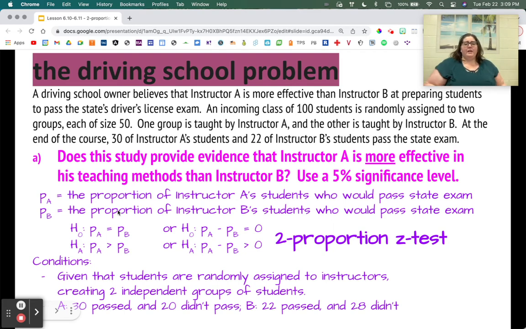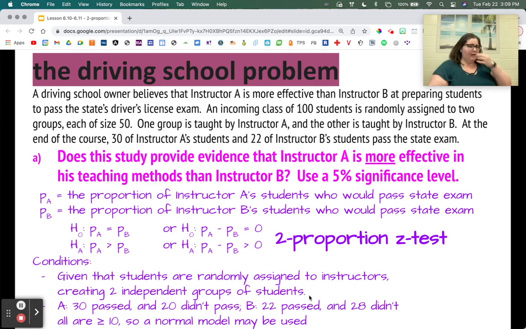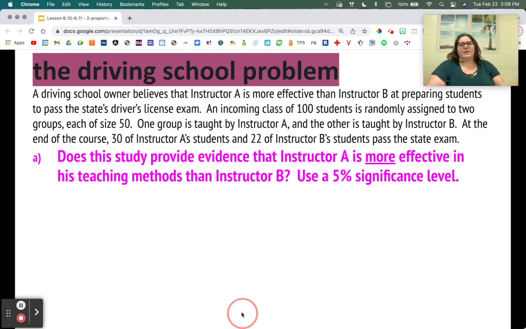For our NP and NQ success failure condition, basically we need the number of successes and the number of failures in each group to be greater than 10. So for group A, 30 passed, and then out of 50, so 20 didn't pass. For group B, 22 passed, and out of 50, so 28 didn't pass. All of those are greater than 10, so we know we are okay to use a normal model for this problem. So that's my step 2, which is plan, name the test, and check conditions.